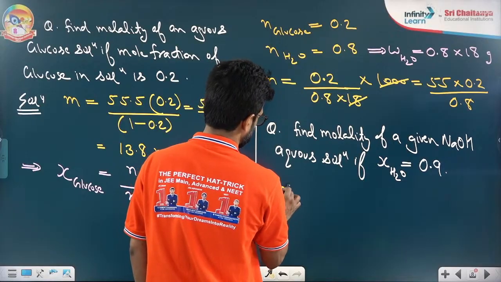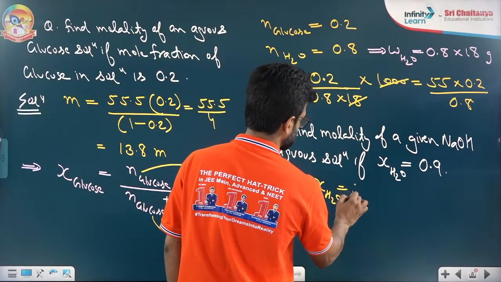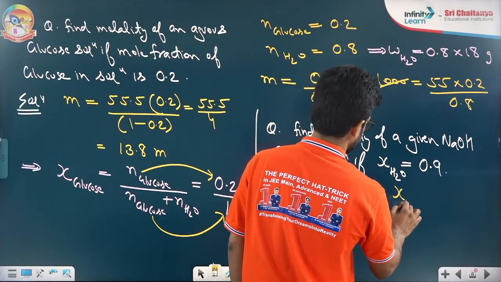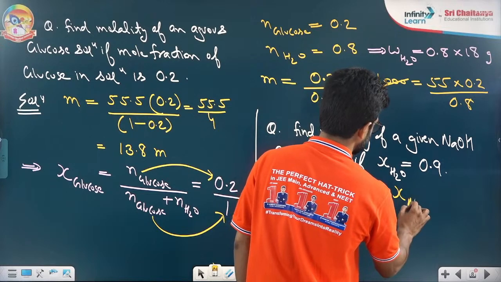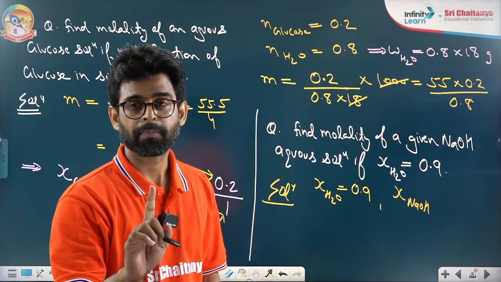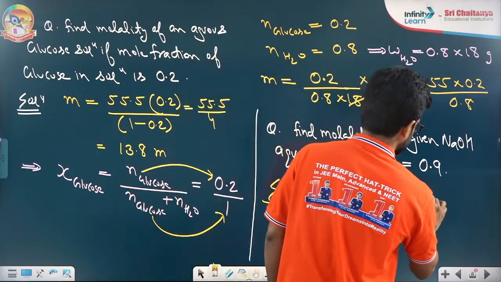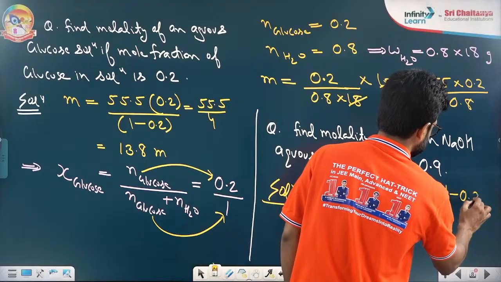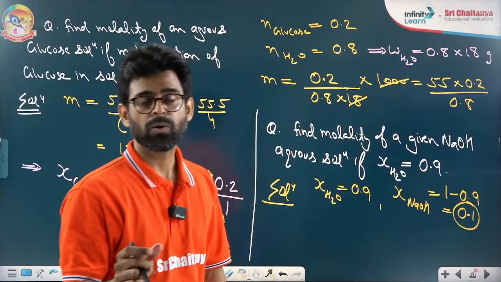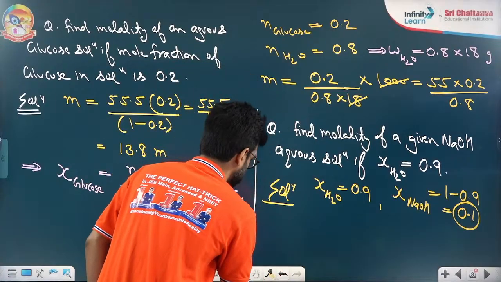First of all, if the mole fraction of water is 0.9, what is the mole fraction of solute, which is NaOH? The total sum of mole fractions is 1. If the mole fraction of solvent is 0.9, what is the mole fraction of solute? 1 minus 0.9, that is 0.1. So I have the mole fraction of solute now. I can apply the formula very simply to get the answer.